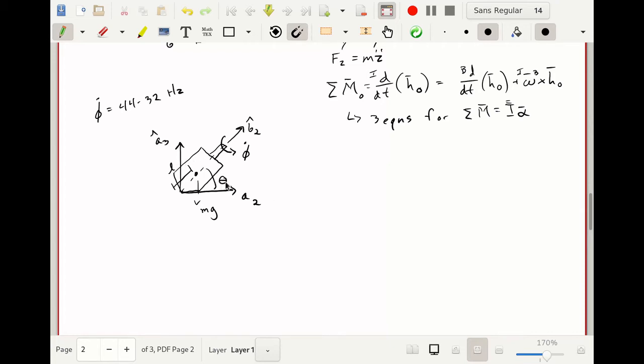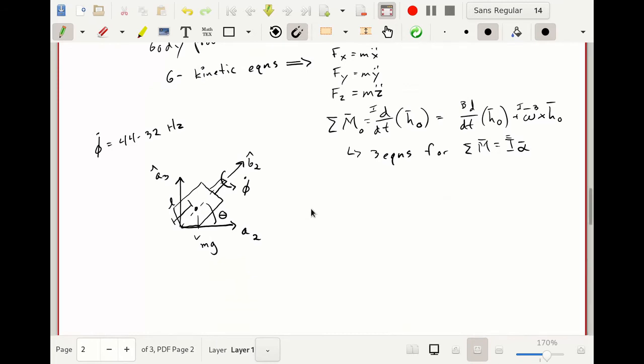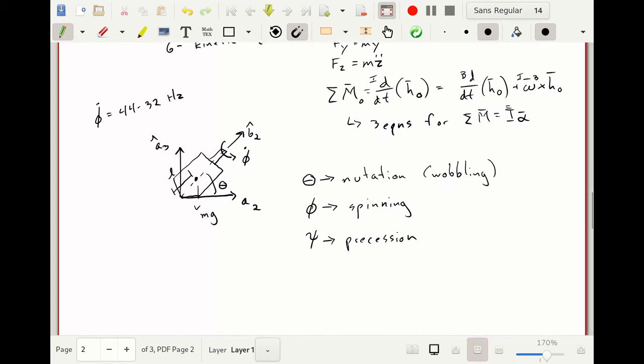And the way that I've drawn this with this A2 and A3, the precession is that psi. Remember, psi is describing how this A2 axis is rotating around that E3 axis. So now we can label these. Theta is describing my nutation. Remember, this is that wobbling that we see when it becomes unsteady. My phi describes my spinning. And this psi is going to describe my precession. What we're trying to do is figure out, if I'm spinning very quickly, what is my precession rate?